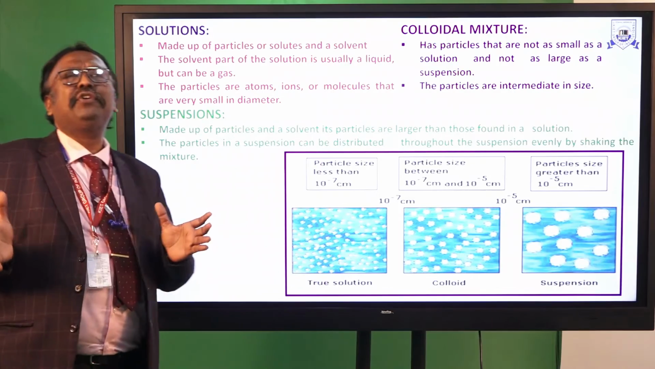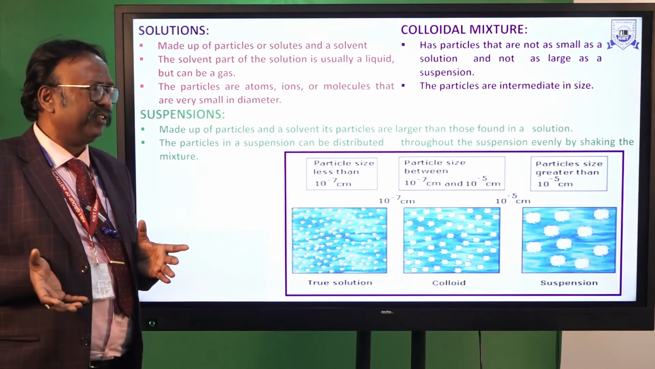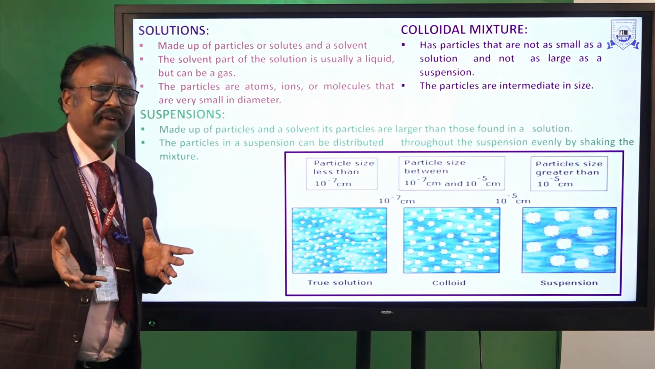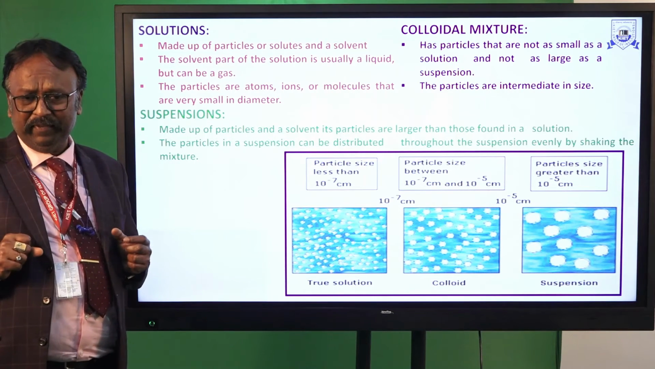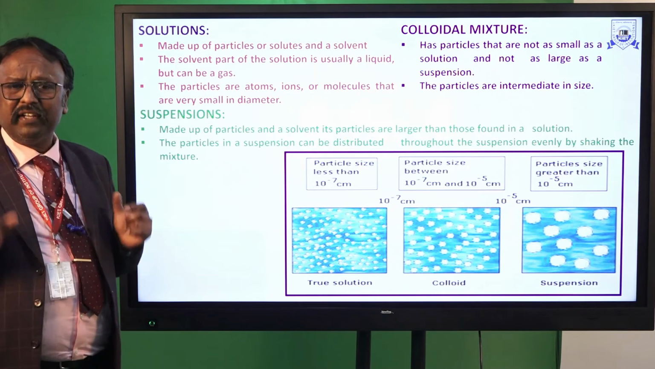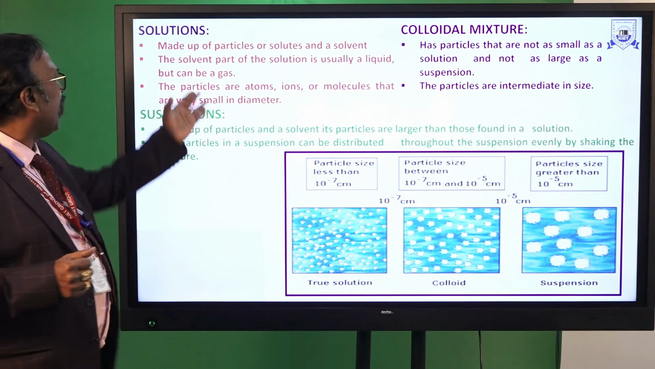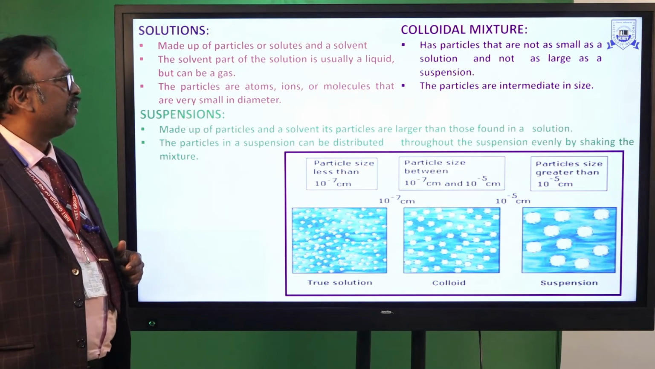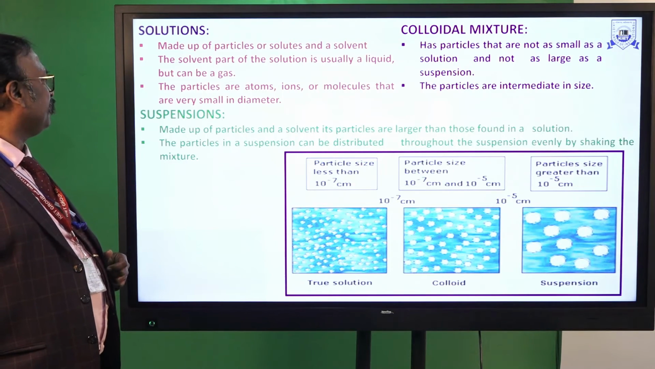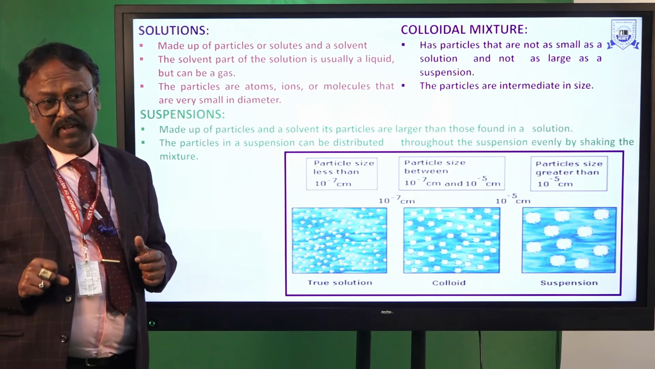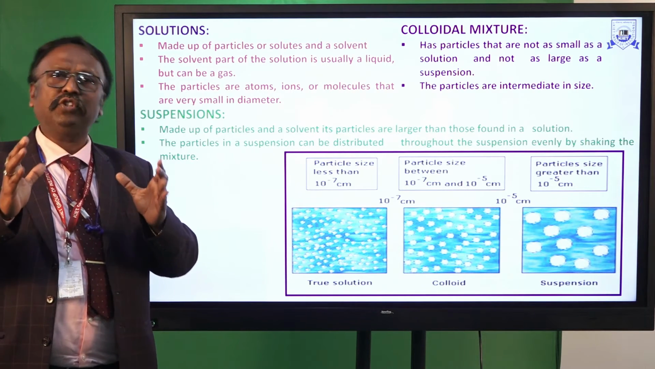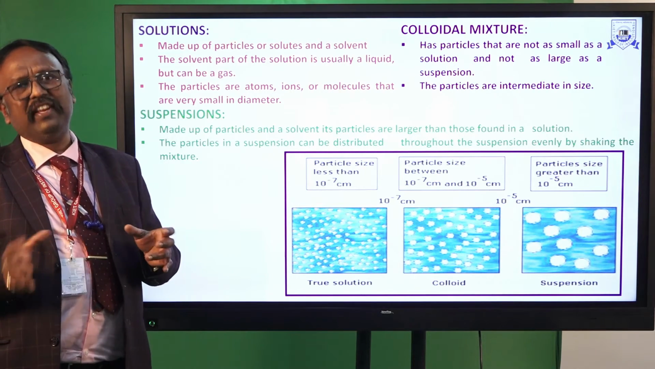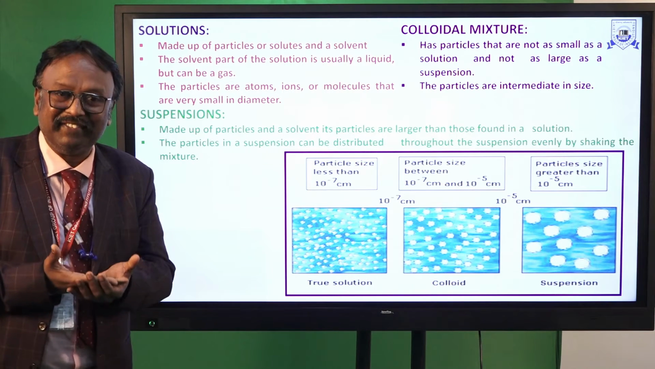And here we are going to differentiate the different formulations, because I already told you the dispersed phase and dispersion medium. Number one, solutions, colloidal mixtures and suspensions. In all three we have both phases, the dispersed phase and the dispersion medium. Then what is the difference?